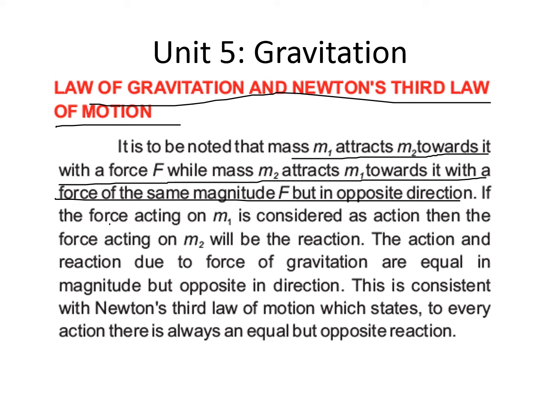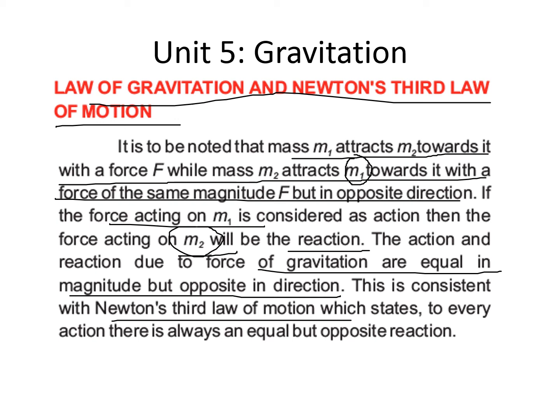Because if we consider the force which is acting on m1 as the action force, there will be a force on m2 that will be the reaction force. That is why the force acting on m2 will be minus F, and the force acting on m1 will be positive F, because the force acting on m1 is the action force, and in the reaction, when it attracts towards m2, it will give you a reaction force which is the same in magnitude but in opposite direction. That's why we have to place a negative sign with force. The action and reaction due to the force of gravitation are equal in magnitude but opposite in direction. And you know that this is Newton's third law of motion, which you have already learned in your unit 2. So this is consistent with Newton's third law of motion, which states that to every action there is always an equal but opposite reaction.